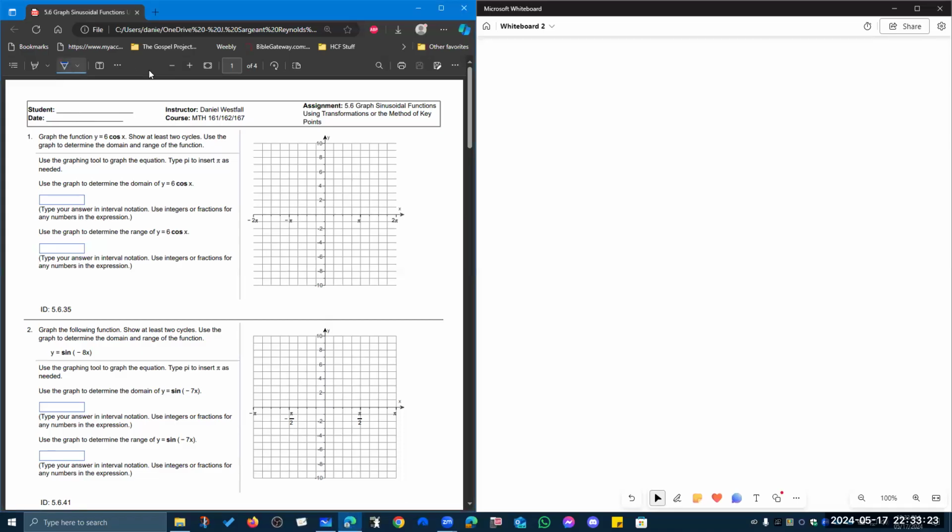In this video, we're going to graph sinusoidal functions using transformations or the method of key points. I'm going to be using the method of key points. So let me go ahead and use my whiteboard over here to do some of the scratch work that I need to make the graph.